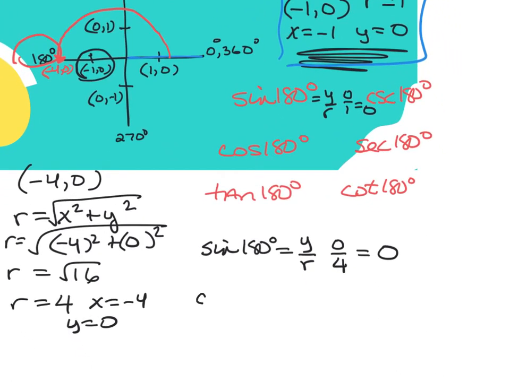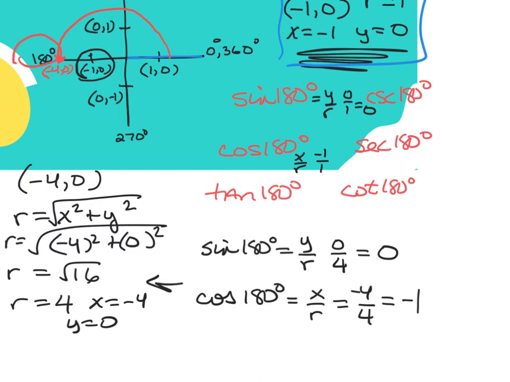Let's do cosine. Using these values for X, Y, and R, cosine is X over R. My X value is -4. My R is 4. Notice it simplifies to -1. Let me come up to the top. Again, I'm still doing X over R, but this time my X is -1, my R is 1, but it still reduces or simplifies to -1.